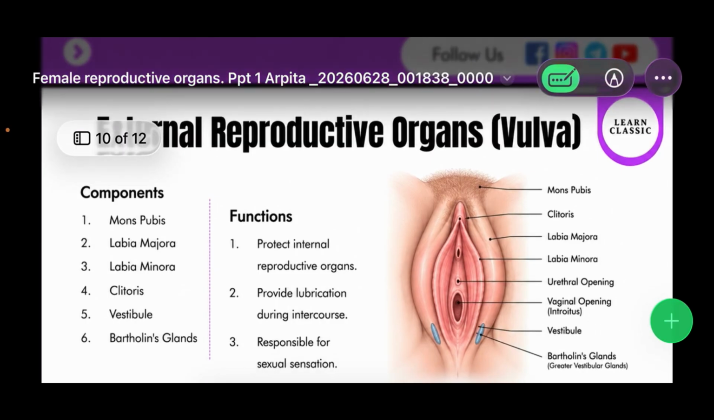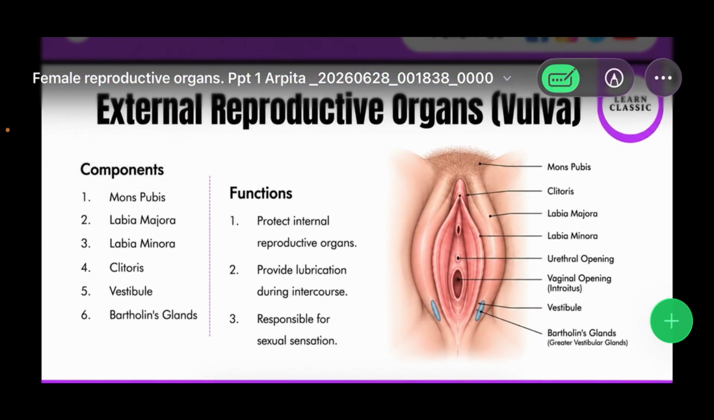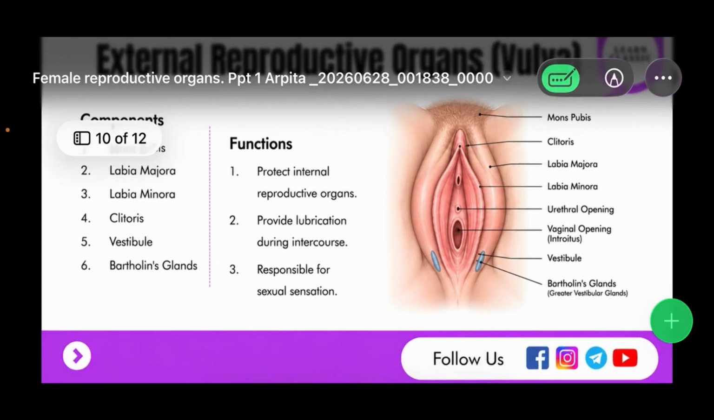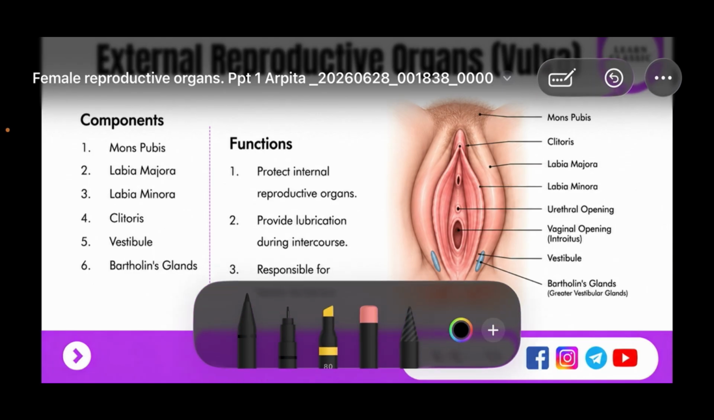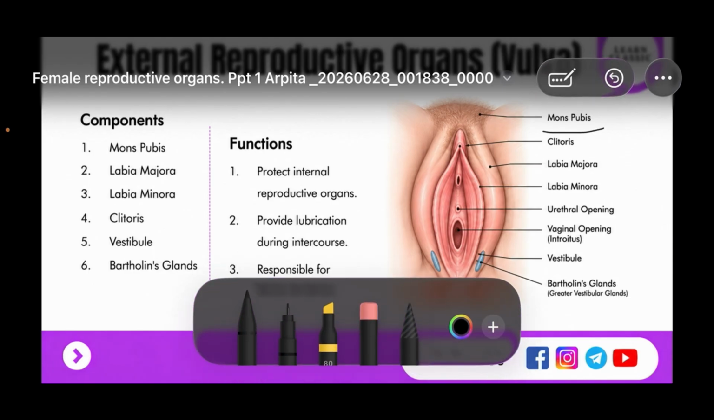Now external reproductive organs. The external reproductive organs consist of mons pubis, labia majora, labia minora, clitoris, vestibule and Bartholin glands. This is the mons pubis, the top part, then clitoris, the most sensitive area, then the labia majora, the outer part, labia minora, the inner folds, then the urethral opening, then the vaginal opening where the introitus occurs, then the vestibule, the lower part, and lower to the vestibule is the Bartholin gland.